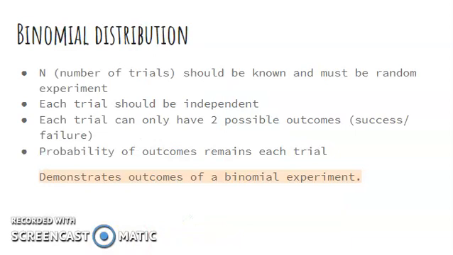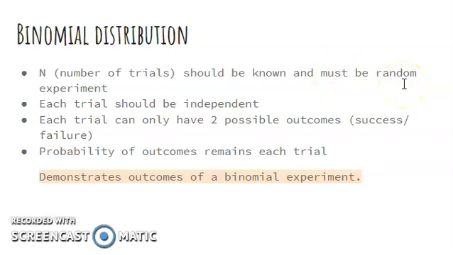And a binomial distribution has certain requirements. The requirements are here in bullets, and they are: n, which is the number of trials, should be known and must be a random experiment. What this means is that you can't say that the number of trials is infinite. It has to be finite and it has to be known, the exact number, and it must be a random experiment.